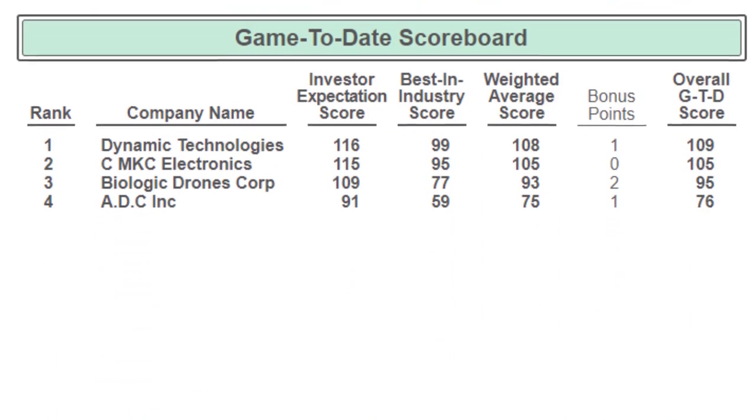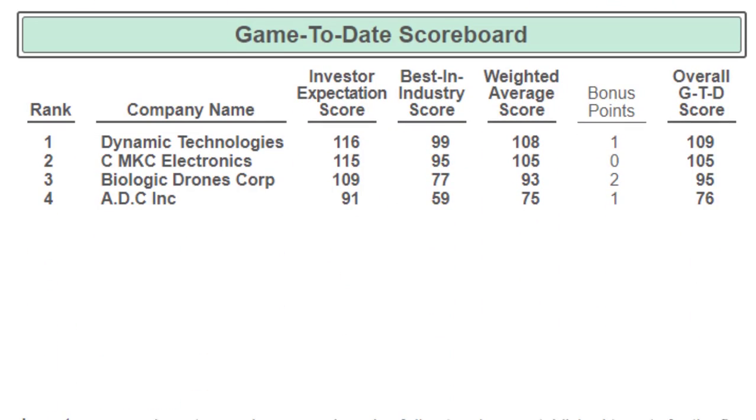Now let's go down and look at the game-to-date scoreboard. So the game-to-date, similar, but the difference is ADC is not as close. So Team D, you're at 109. You got a bonus point. Team C, you're at 105. Team B received 2 bonus points, and they're at 95. And then again, Team A, they're at 76, which is very respectable for what they were last year.